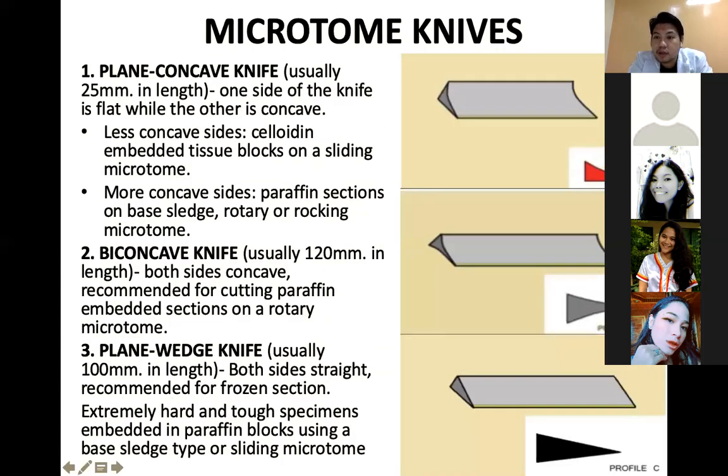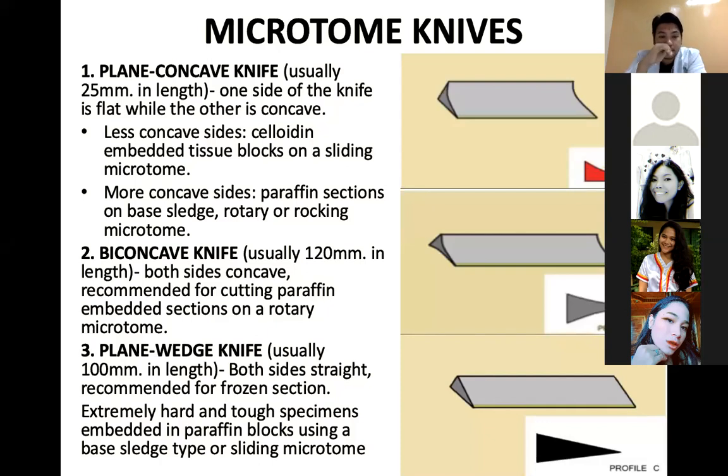So now let's talk about our microtome knives. Basically, we have three types of microtome knives. Okay, we have the plain concave knife. So one side of the knife is flat, while the other is concave. The less concave side of the knife is used for the celloidine embedded tissues, while the concave part is for the paraffin section. Okay, used for our base ledge, rotary, and racking microtomes.